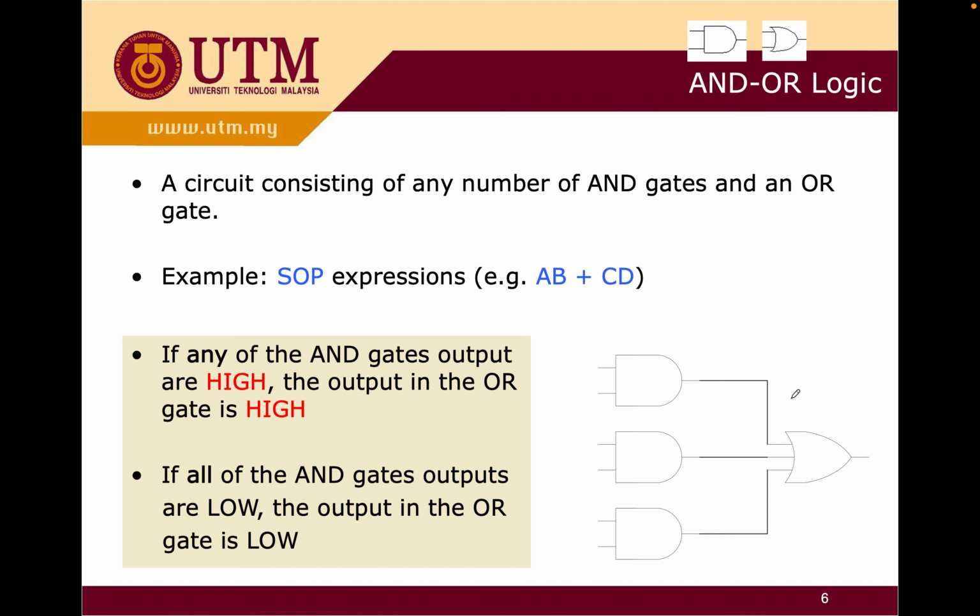So this is the explanation. Let's say you have 1 1 0, your output is 1 because you have at least 1 in the input of the OR gate for the output to be 1. And if, let's say, you have here at least 1 also, you're going to have 1. But if all the inputs are 0, then the output is going to be 0.